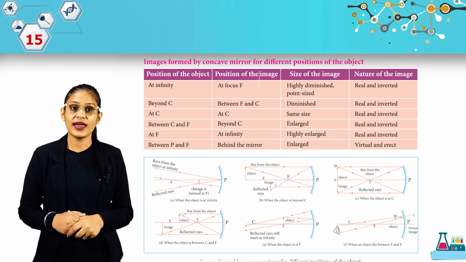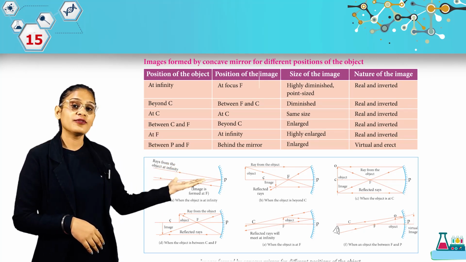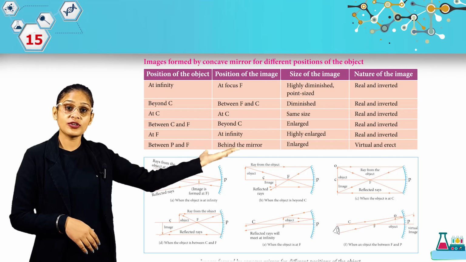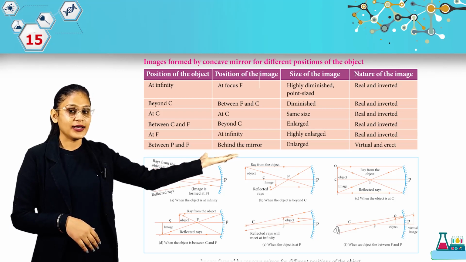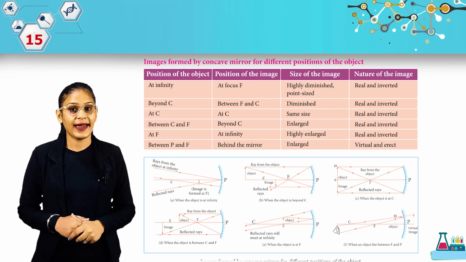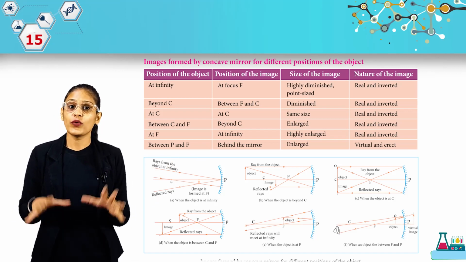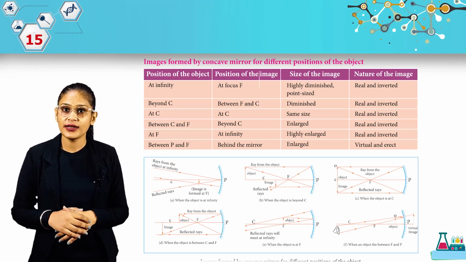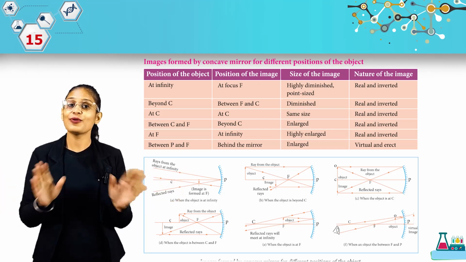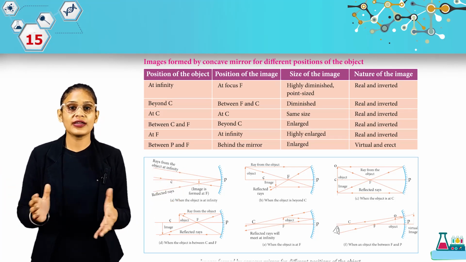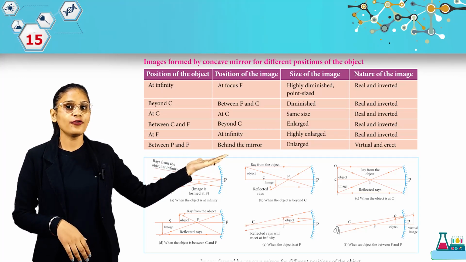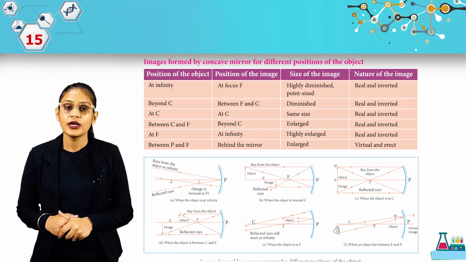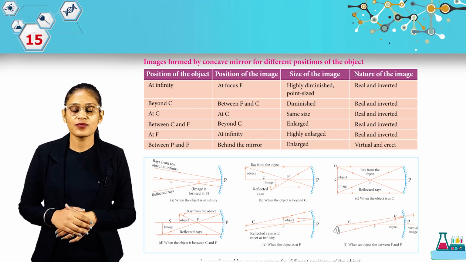Now come to the next, we have students, position of the object between P and F, position of the image behind the mirror, size of the image enlarged and nature of the image virtual and erect. So students, here we have a table and you have to learn it. According to this, the formation of image takes place in concave mirror. Now look at these pictures. We have image formed by concave mirror for different positions of the object. So students, you have to draw these diagrams in your notebook.